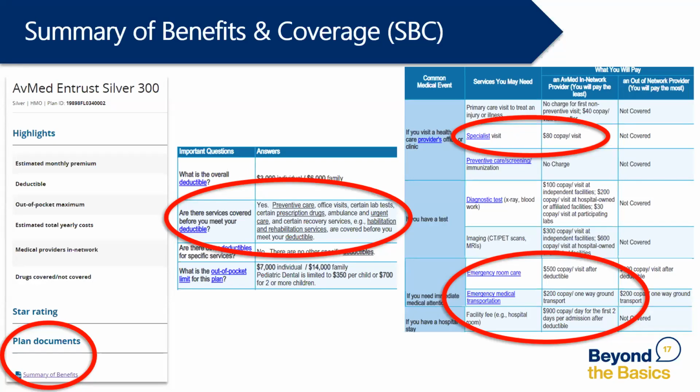As you see, this plan's SBC indicates that office visits, certain prescription drugs, and ambulance rides are not subject to the deductible. The SBC also shows us that ER visits and hospitalizations are subject to the deductible, with a $500 copayment and a $900 copayment, respectively, after the deductible has been met. So let's revisit Carl now to get a better picture of how these different types of cost-sharing charges would work if he enrolled in this specific plan.